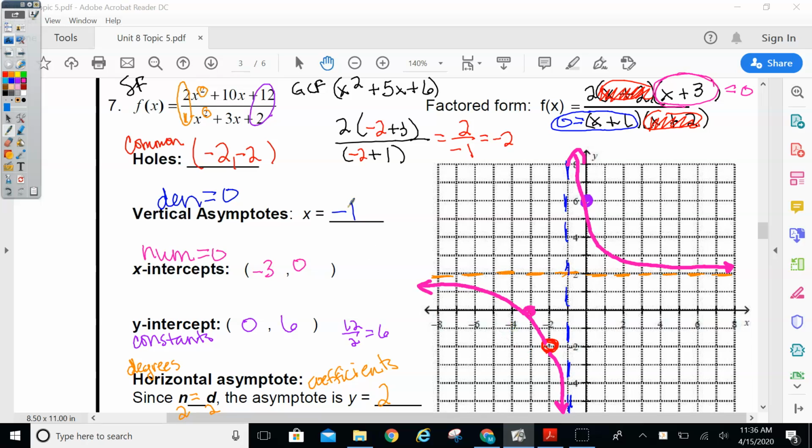Okay, so the next part, more examples like this, but now we're not going to have the same degrees. And then we'll see what happens when we have a slant asymptote. That's going to be the next part.